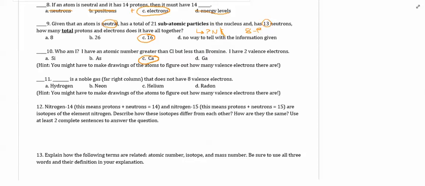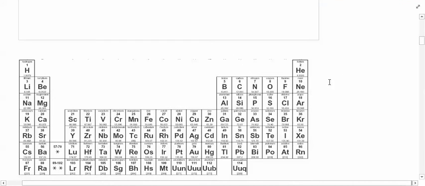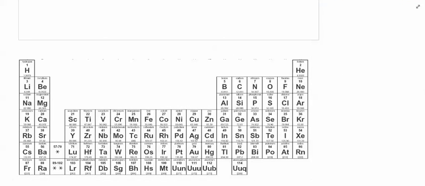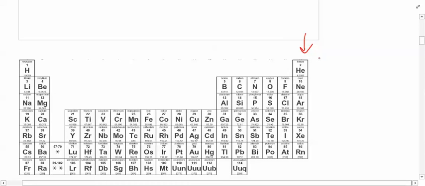The next one says, number 11, blank is a noble gas, which means the far right column, that does not have 8 valence electrons. So I'm going to again go down to my periodic table, and we're talking everything in this last column here, which has all the valence electrons equaling 8. And it says that it does not have 8 valence electrons.